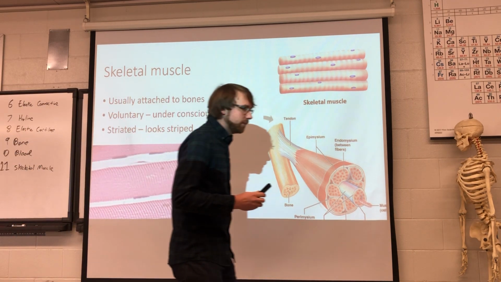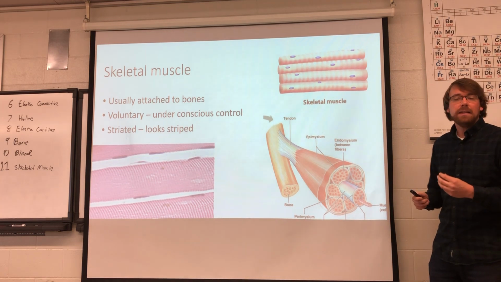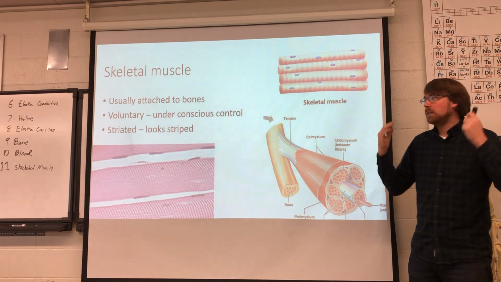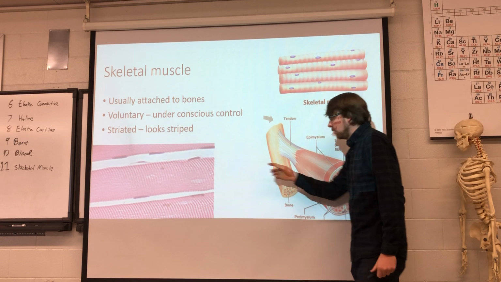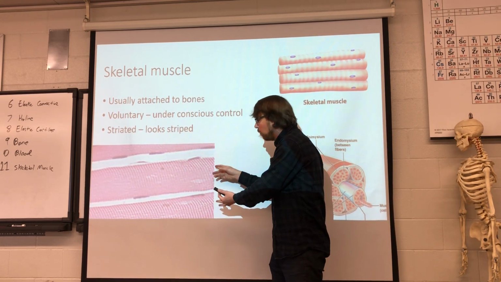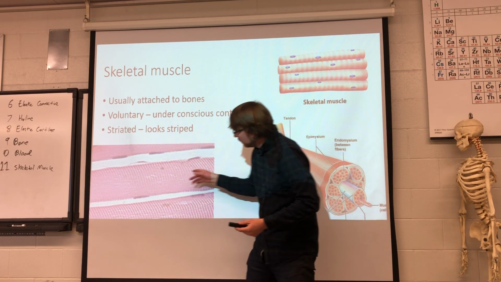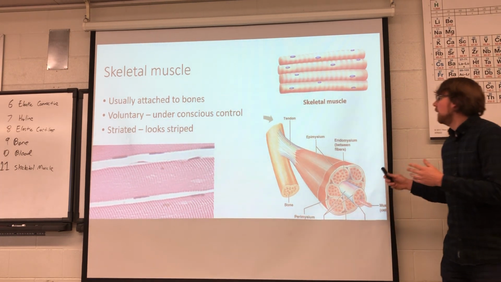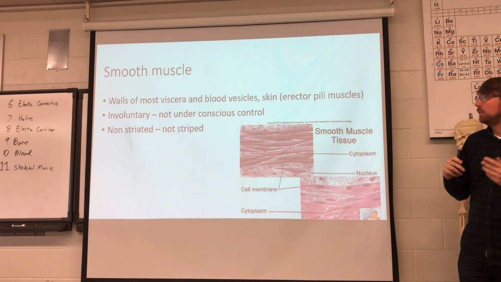So skeletal muscle is almost always going to be attached to bones. It is voluntary, which means you control it consciously. And it is striated. Striated means it looks striped. So you've seen this under a microscope. This is blown up probably near 2,500 times. I think you guys saw these little stripes though. So it is going to be striped, attached to bone, voluntary.